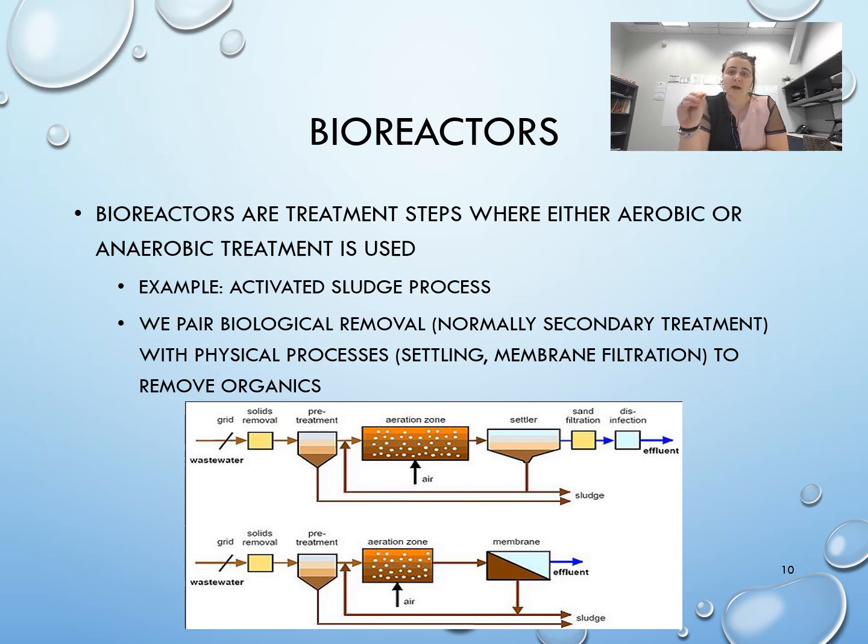So basically what's happening in a bioreactor kind of process flow diagram is that we have a biological removal, which is normally somewhere in secondary treatment, and it's paired with a physical process. So something like settling or membrane filtration to try and remove solids and organics from the system. So bioreactors have lots of different configurations, but overall the principles are that they're going to use aerobic and anaerobic digestion in them. So in class, we're going to talk about some of the principles that you need to solve for things like solids loading rate, how do you design these things, and what are the different types of designs. And then we'll talk more in depth about bioreactor design specifically.